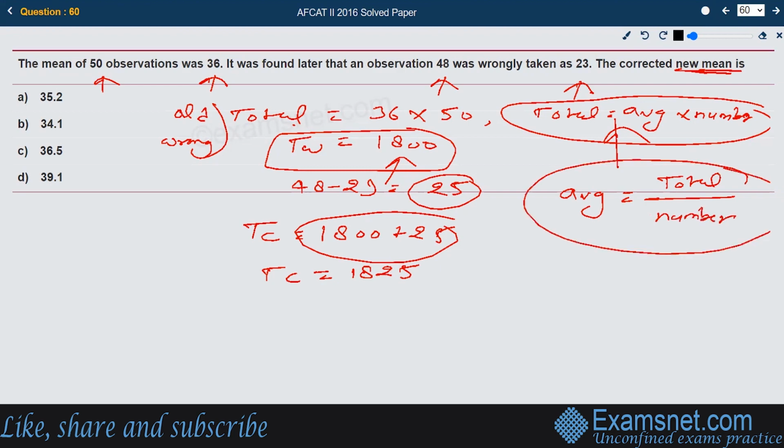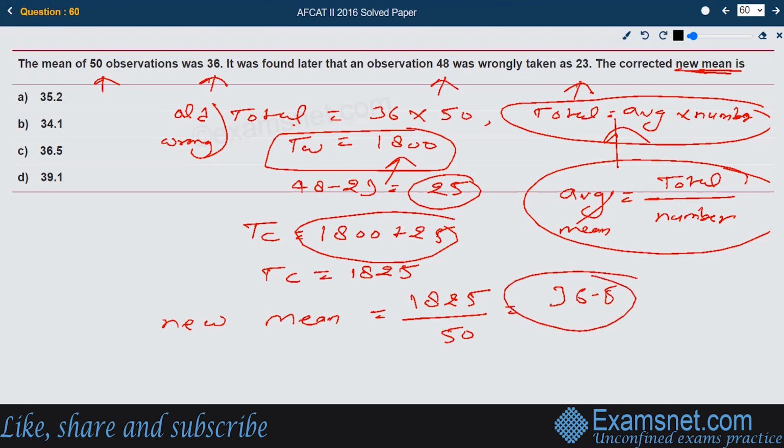Okay, so we can again find out the average, which is nothing but the mean. The new mean, or the corrected mean, is simply going to be your new total, the corrected total, that is 1825, divided by the observations, which are again 50. If you divide this, you're going to get a value. If you see among the options, we will get the right value, 1825 by 50. This is what we are supposed to do, and the right answer comes out to be 36.5. That is the corrected mean. The right answer is option C.